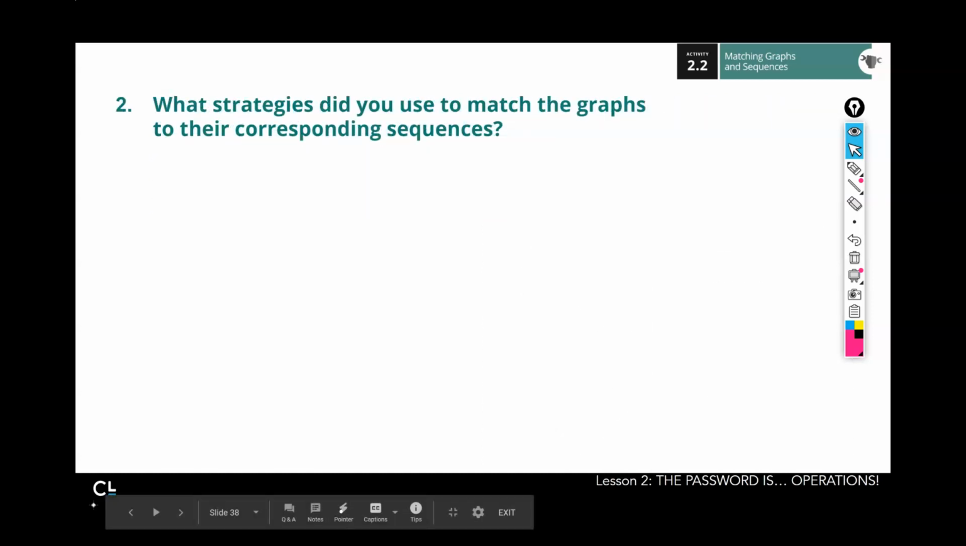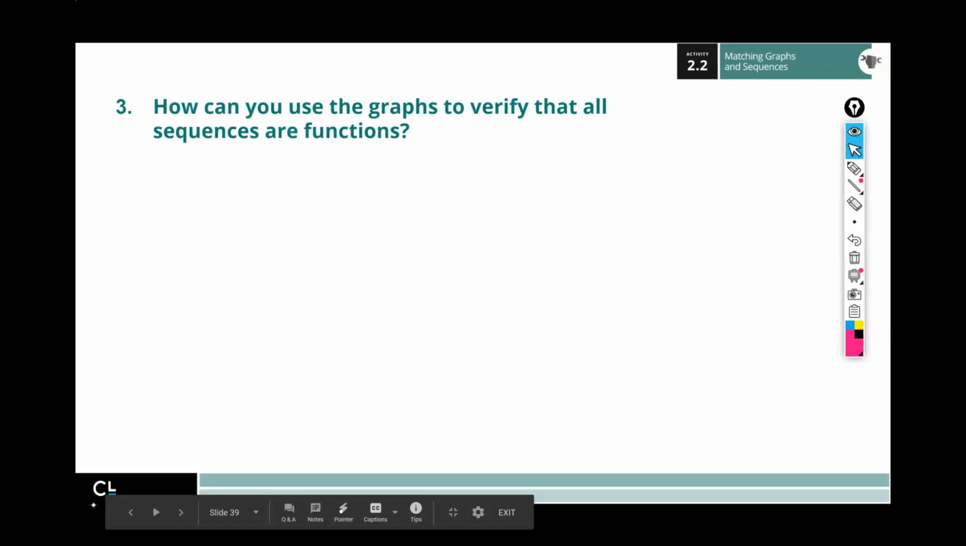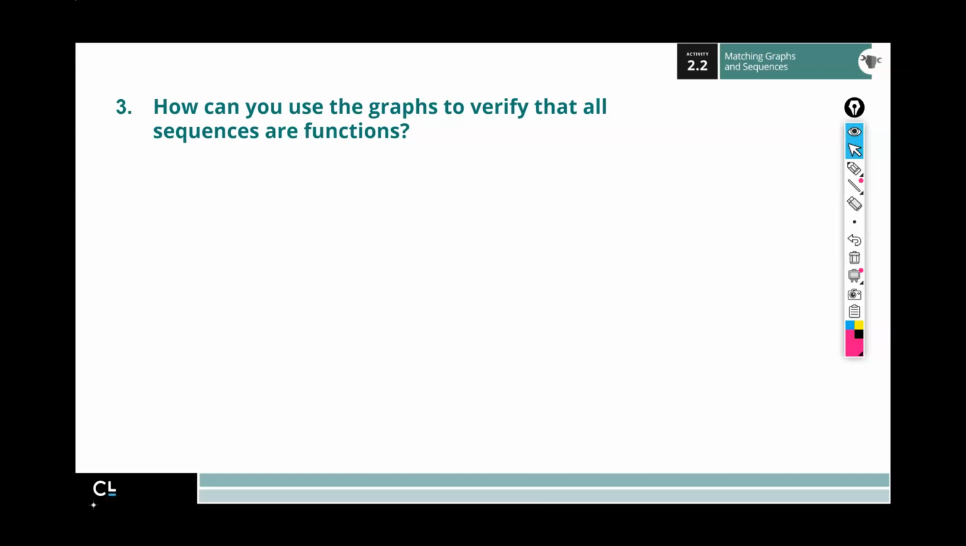What strategies did you use to match these graphs to the corresponding sequences? How can you use the graphs to verify that all sequences are functions? Remember, we could use the vertical line test to show that the domain does not repeat and that they are all functions.